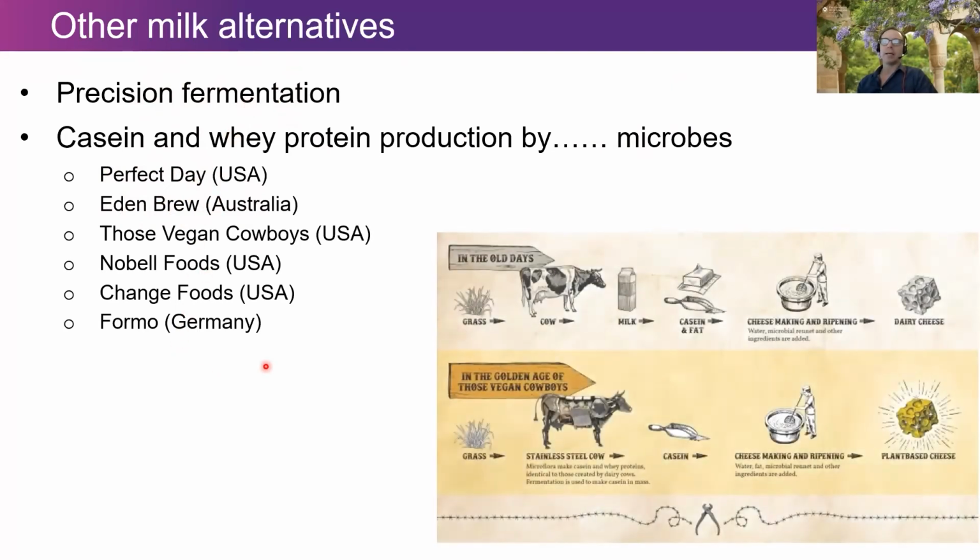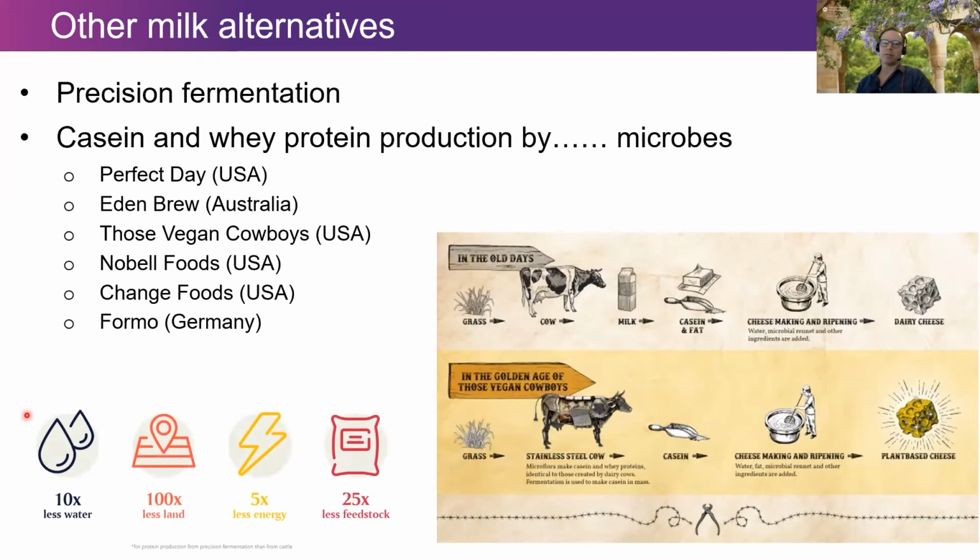So this is a nice little amusing picture where in the old days you would feed a cow some grass and then milk it and get your milk and then make it into cheese. But now we're using plants to put into a bioreactor, or a stainless steel cow, to feed those genetically modified microbes to produce casein, and then we can make our cheese with that microbe-derived casein protein.